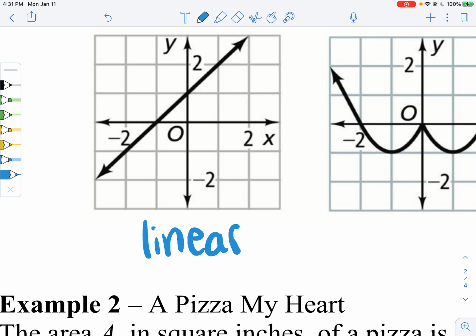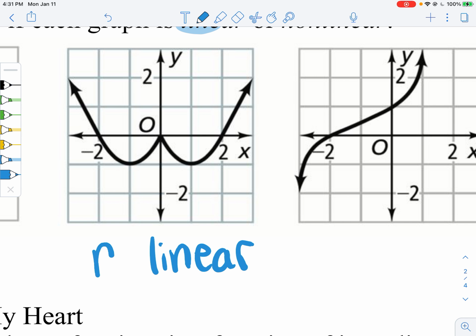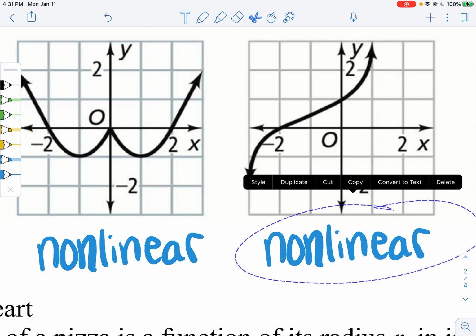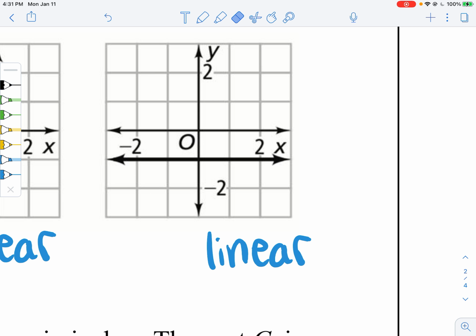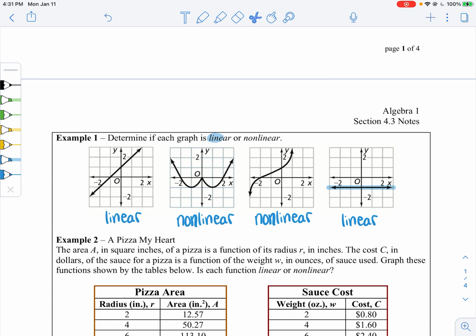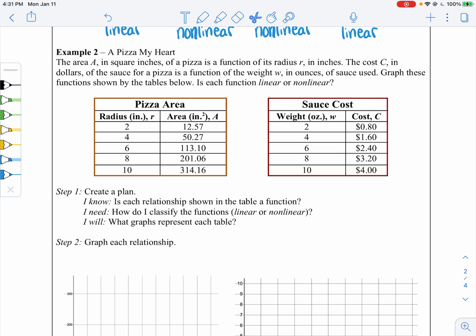Next, on this one, this is not a line, so this is non-linear. This one is not a line, so this is non-linear. And this one is a line. You can hardly even see it because it's just a horizontal line. So because it's a line, it is linear. Okay, great, but now let's map it out. I'm going to give you 3 examples, and we'll call it a day.